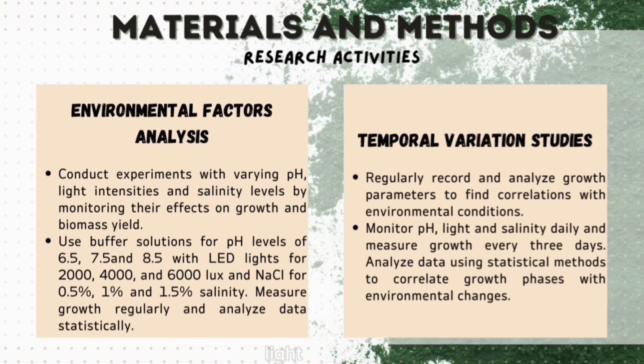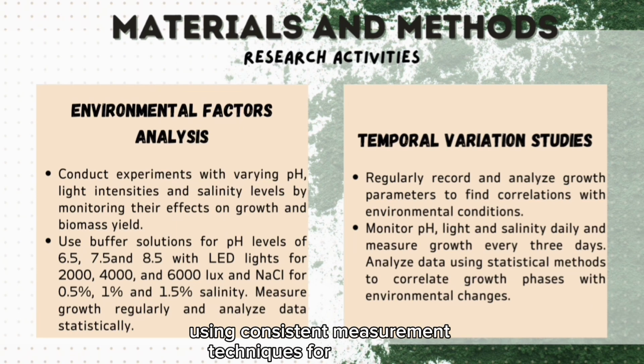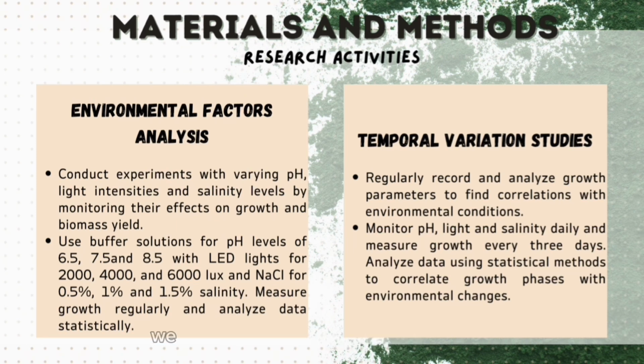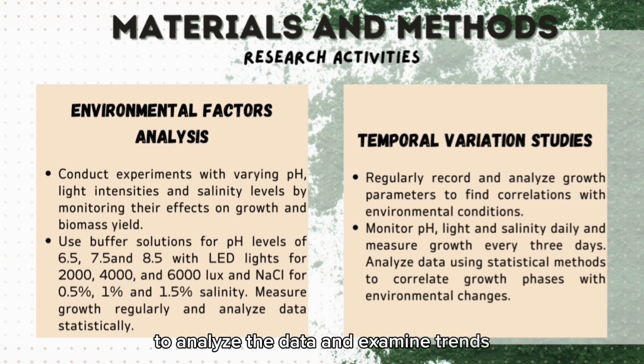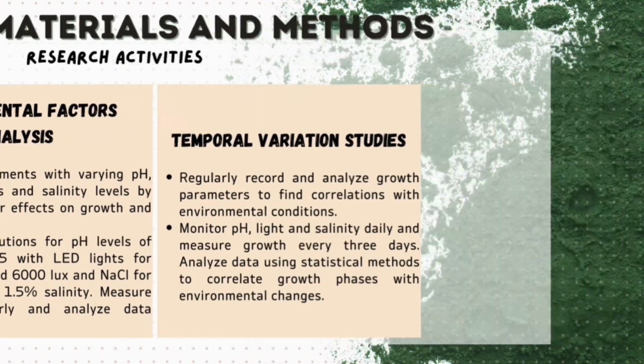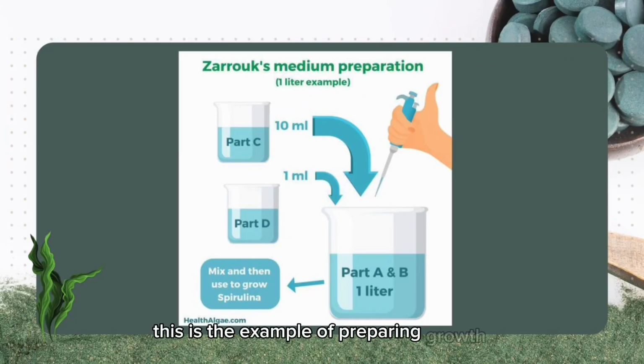We monitor pH, light intensity and salinity daily using calibrated meters. We record growth parameters every 3 days using consistent measurement techniques for absorbance, cell count and biomass. We then use statistical methods such as ANOVA to analyze the data and examine trends to correlate specific growth phases with environmental changes. This is an example of preparing growth media for Spirulina.